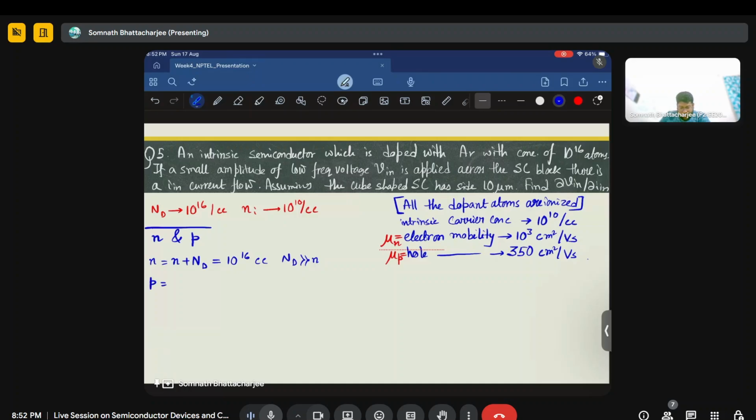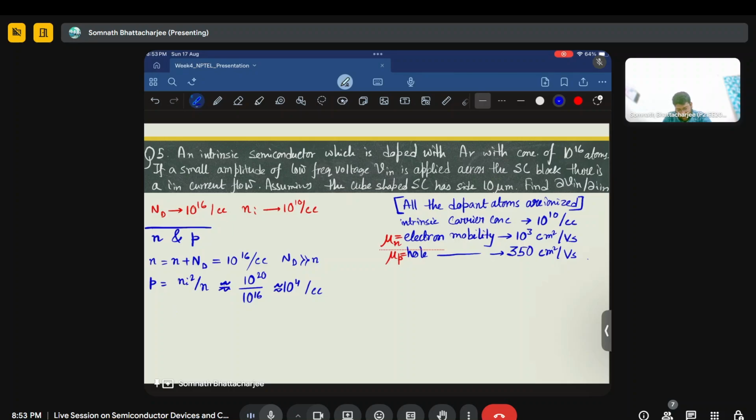So from that, we can get the value of p, that is the intrinsic carrier concentration squared divided by the electron concentration. So we get 10 to the power 20 divided by 10 to the power 16. So this is nearly 10 to the power 4 per cc. So we have got the value of n, the value of p, the value of mu n, and the value of mu p.